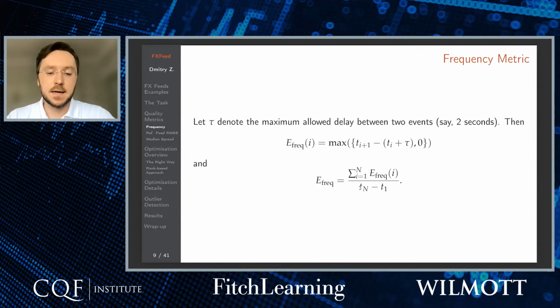As a metric, due to normalization, it lies between 0 and 1. And the best value is 0, and the worst possible value is 1. That means a particular feed wasn't ticking at all. And to increase the feed quality, you would want to minimize this metric.